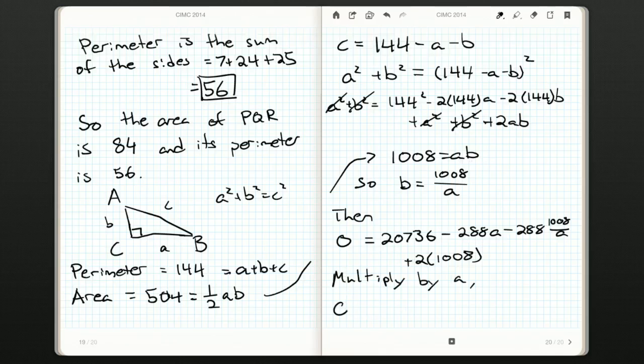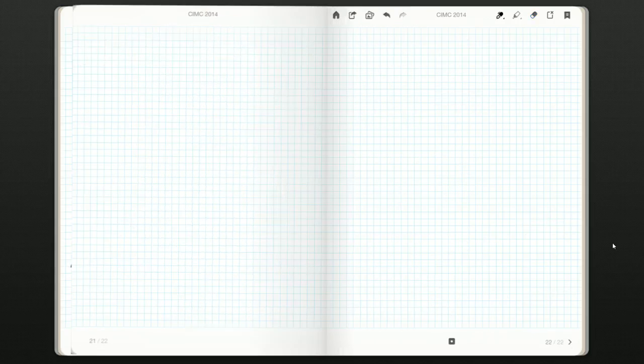If we multiply through by a, we get 0 is equal to 20,736a minus 288a squared minus, what's 288 times 1008? So some big numbers. I'm guessing there'll be a common factor. Plus 2 times 1008, that'll also be times a. Right, so I don't like minus something in front of my a squared. I prefer it to be positive. So we can rearrange.